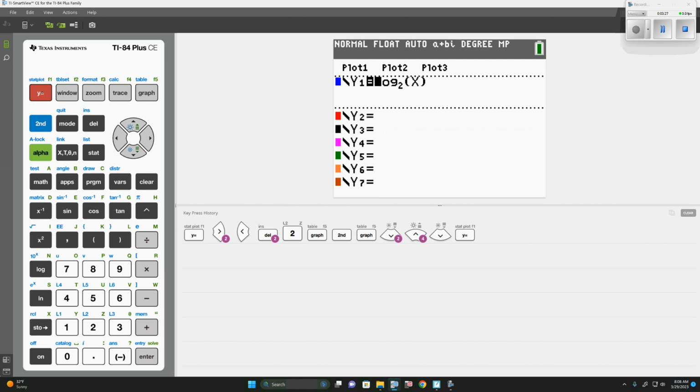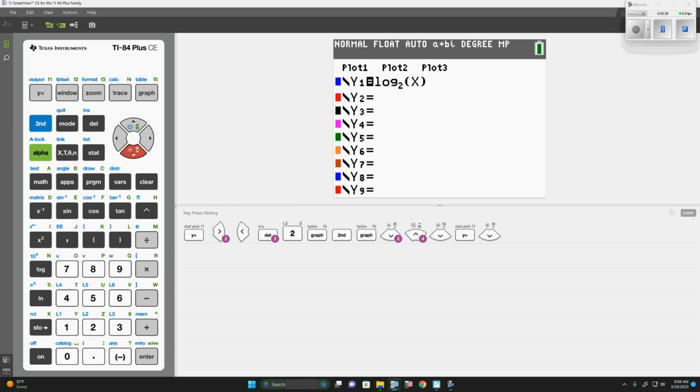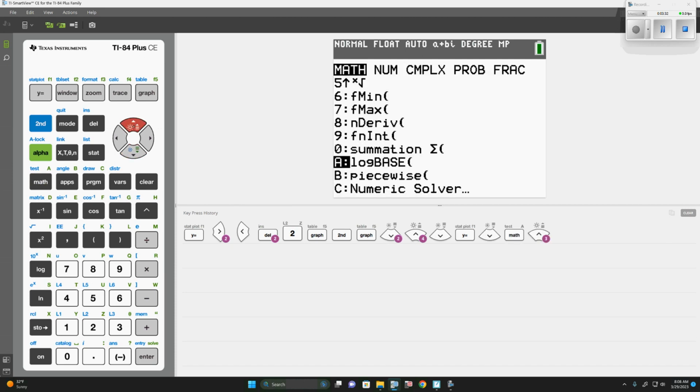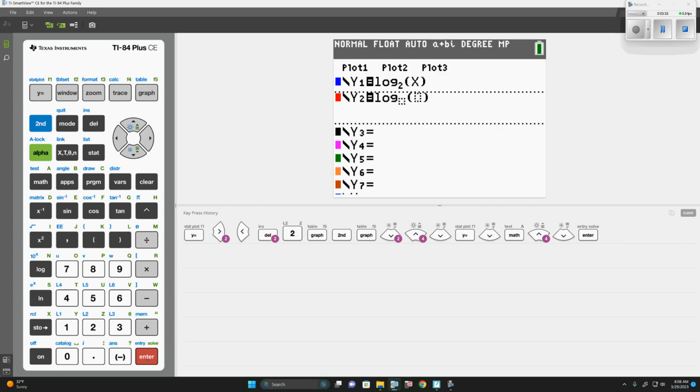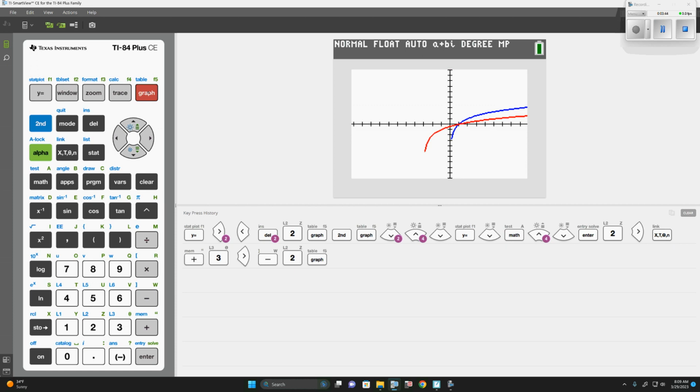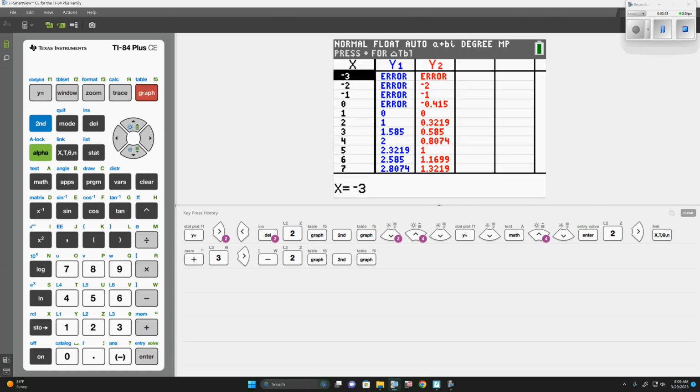And in the graphing calculator, I can say math, log base 2 of x plus 3 minus 2. And we get this function here. And if we look at the graph, at -2, we have a y value of 2. We moved it left 3, down 2. And that would be it.